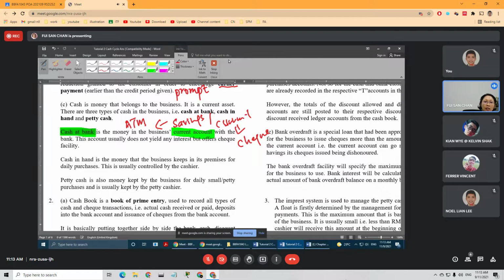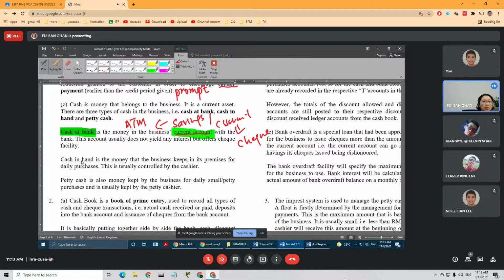So the cash that you put into the bank is normally a current account with the bank. This account usually does not yield any interest. A current account doesn't give you interest. A savings account has interest, but now the interest is very low, only less than 2%.